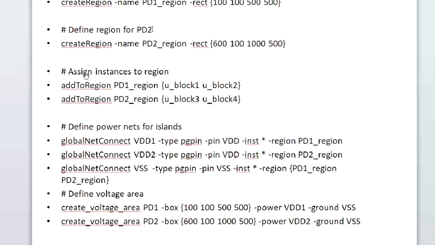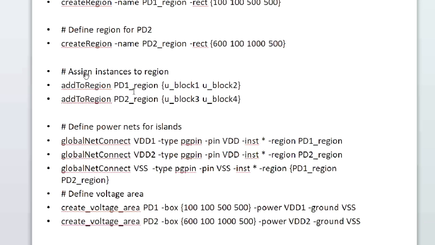Based upon that, we have to add those cells to that region with the command assign_instance_to_region, so add to region PD1 and PD2. Based on how many power domains there will be, we have to do this, inserting the cells into those regions which we defined initially.